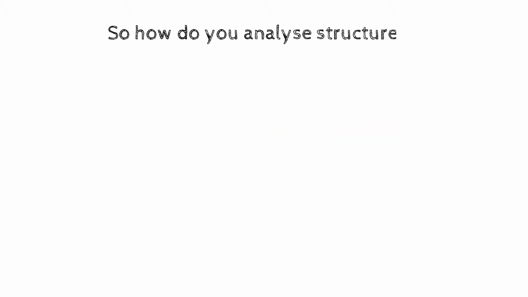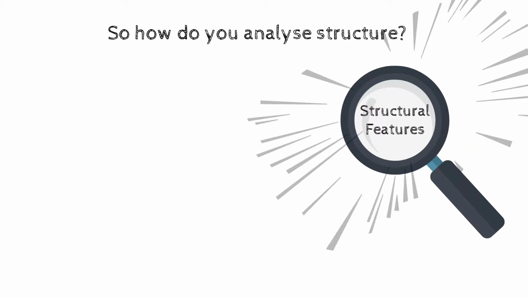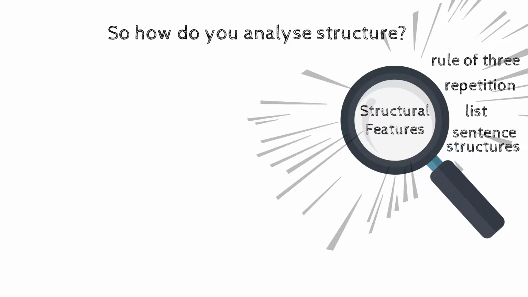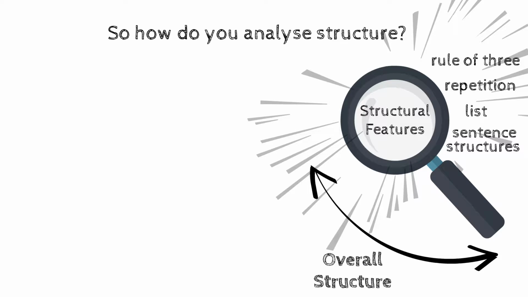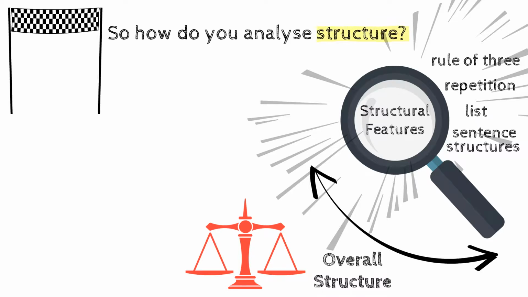So how do you analyse structure? Firstly, you need to be able to spot structural features and identify the effect that they have. Most readers can identify a list, a rule of 3, or repetition, but you should also be thinking about the sentence structures and the overall structure of the extract. Ideally, you should have a fairly balanced analysis of both language and structure, but it is vital that you have at least one paragraph analysing the effects of structure. It is recommended that you start with the structural analysis because people often run out of time or forget about it and they only analyse language, and this would stop you getting the higher marks in the exam.